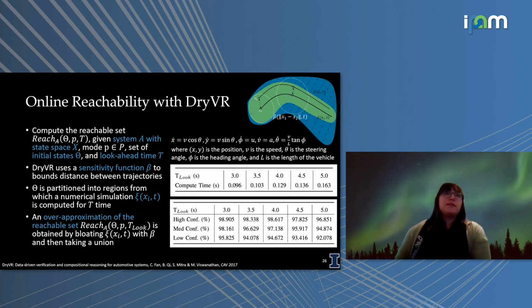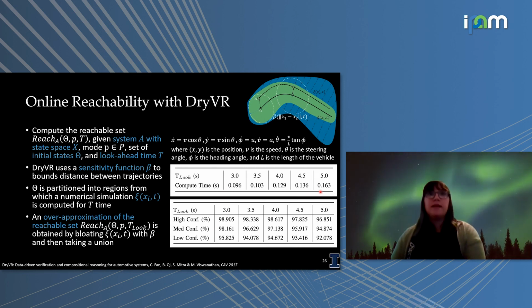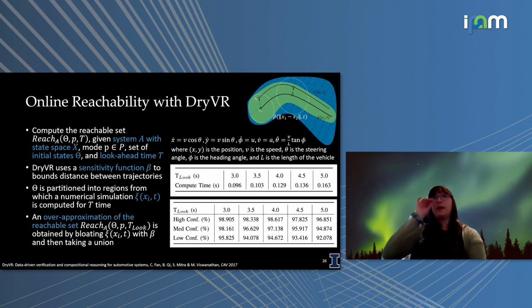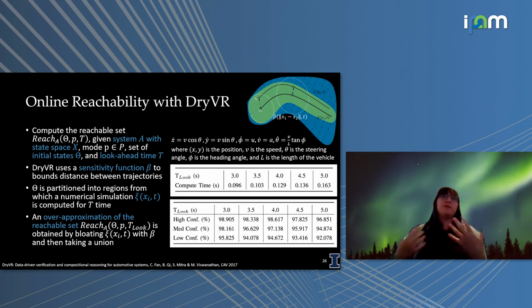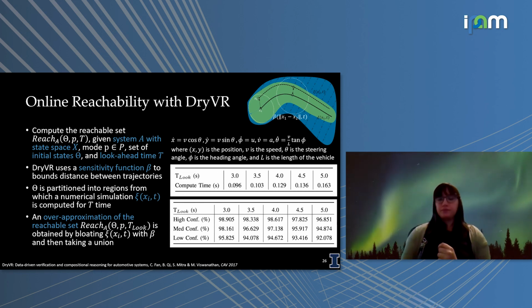Another thing to note is since we do some pre-computations offline and it is a sampling-based approach, we tend to have pretty good computation time for even pretty long time horizons. So we're able to get this online monitoring approach working pretty well.